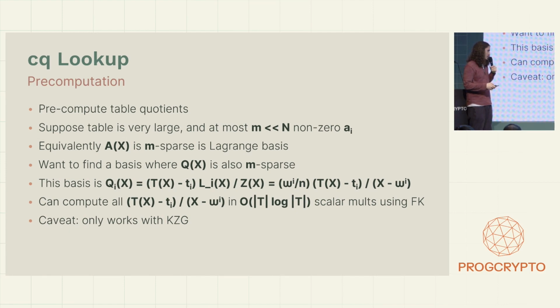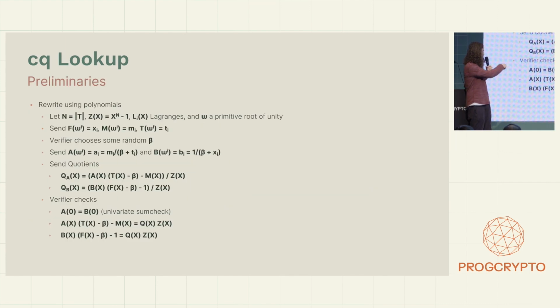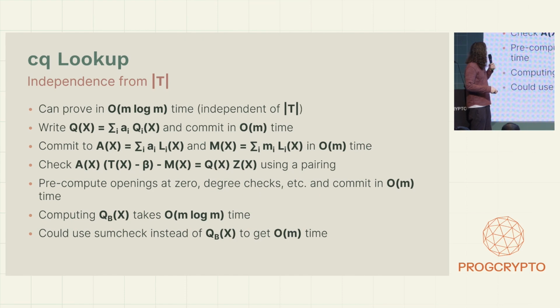And maybe more importantly, these checks down here, we're going to have to perform using a pairing, because we can't evaluate the table polynomial, for example, because it's too big. So, given these pre-computed Qi that depend only on the table and not the values that are being looked up, we can commit to Q, which happily is actually the same linear combination as A, in O of m time, O of m scalar multiplications, or an m-sized MSM. Can also commit to A and M in O of m time in the Lagrange basis, because they just pointwise evaluate to the reciprocals and the multiplicities.